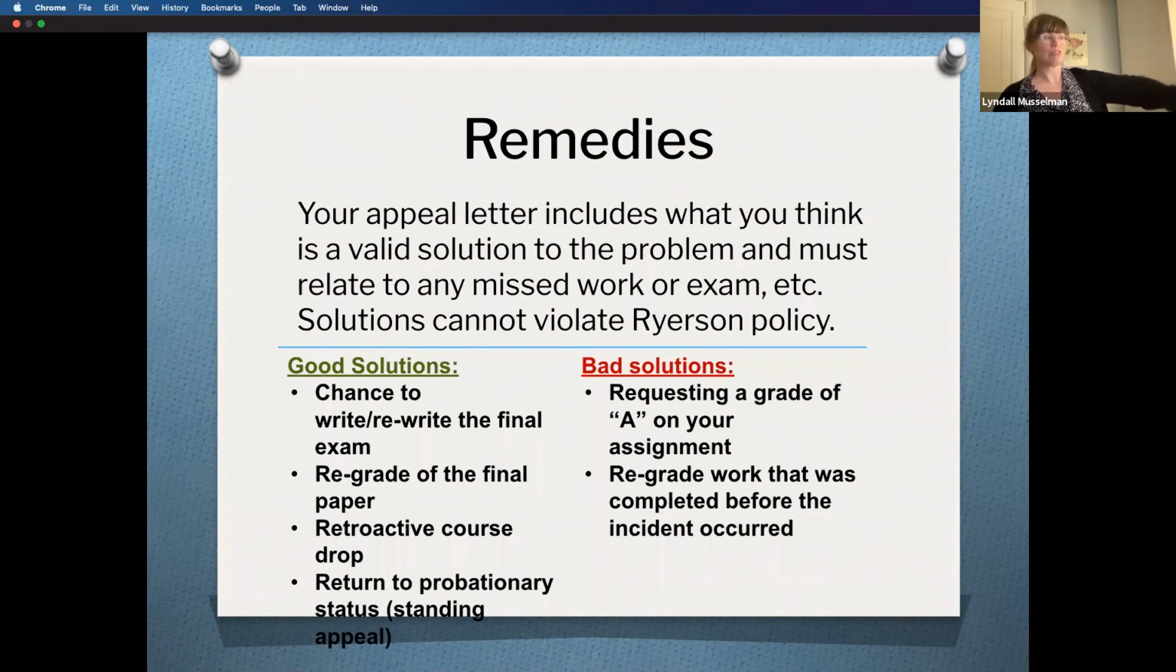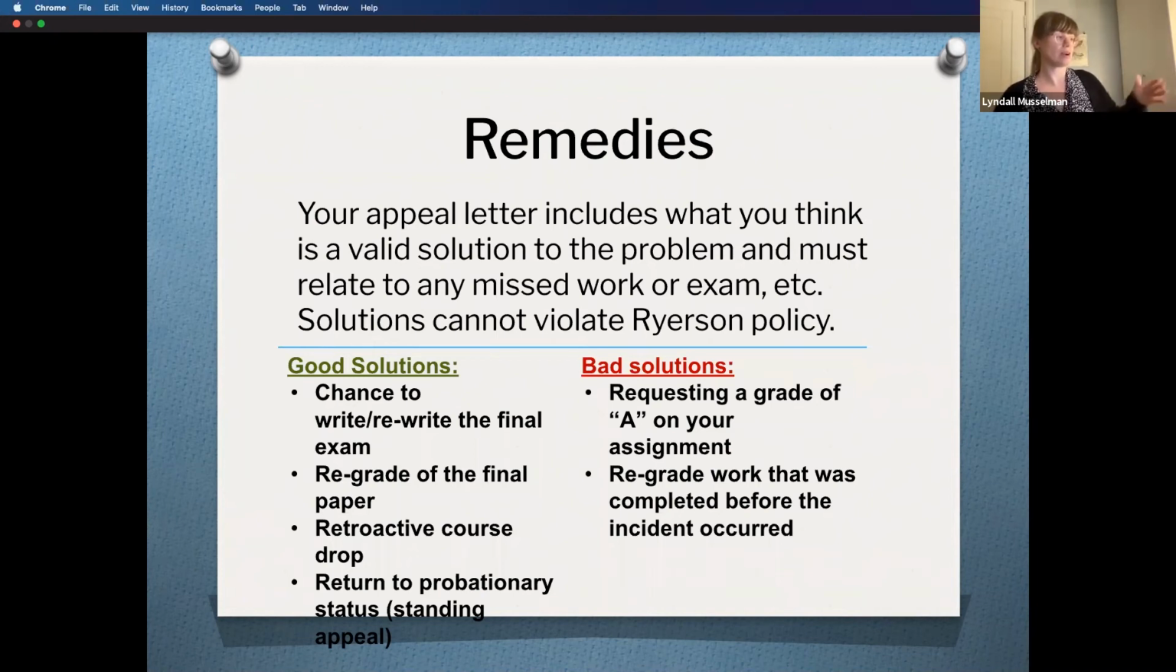Here are some examples of good remedies. You can ask for a chance to write an exam, like the final exam, if you missed it. Or even if you did write it, maybe while you were unwell or under extreme stress, or dealing with other extenuating circumstances, you can ask for a chance to rewrite the final exam. You can ask for a regrade or a reassessment of the final paper, the term paper or big project.